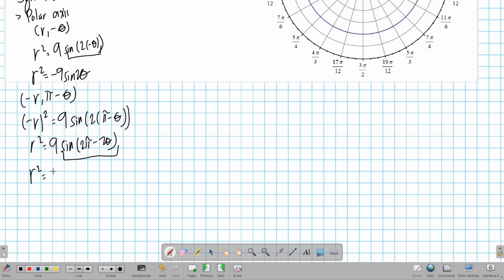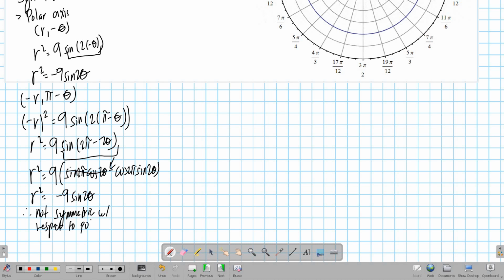Expanding this, we're going to get r squared is equal to 9 multiplied by sine 2 pi cosine 2 theta minus cosine 2 pi sine 2 theta. Sine 2 pi is 0, and so this product gets cancelled. Cosine 2 pi is positive 1, but since there's a negative, it's negative sine 2 theta times 9. R squared would be equal to negative 9 sine 2 theta. Still not the same, therefore, we can assume it's not symmetric with respect to the polar axis.